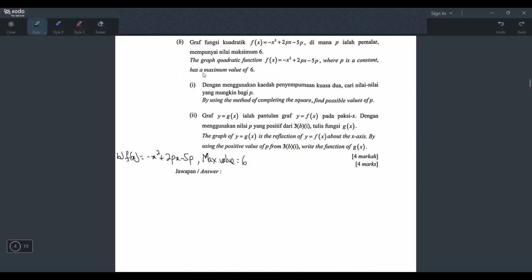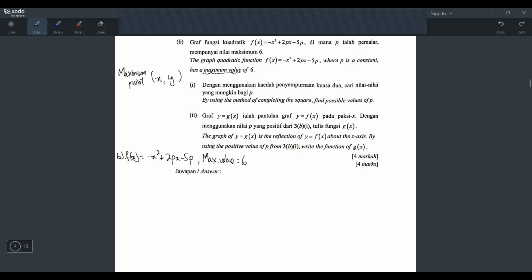Okay, stop here. What is maximum value? Okay, what is maximum point? First of all, what is maximum point? Maximum point means the turning point's coordinate. It means there will be x coordinate and y coordinate. This one, we call it maximum point, right?